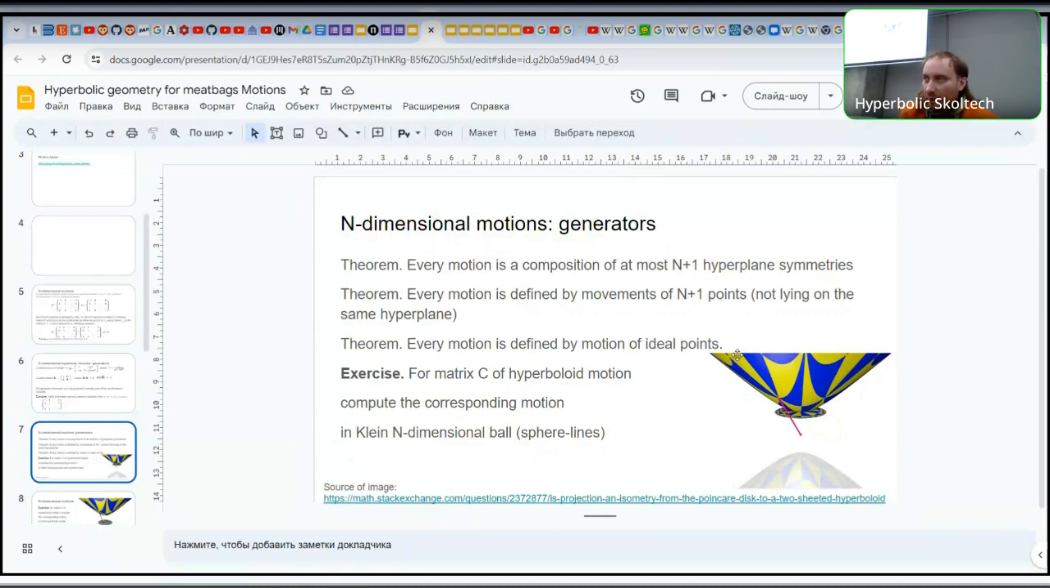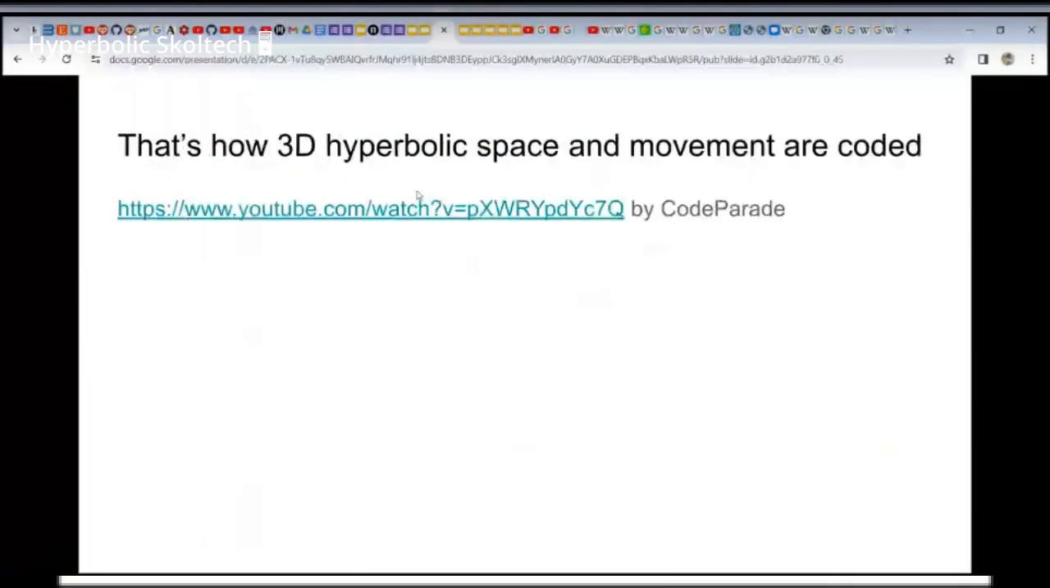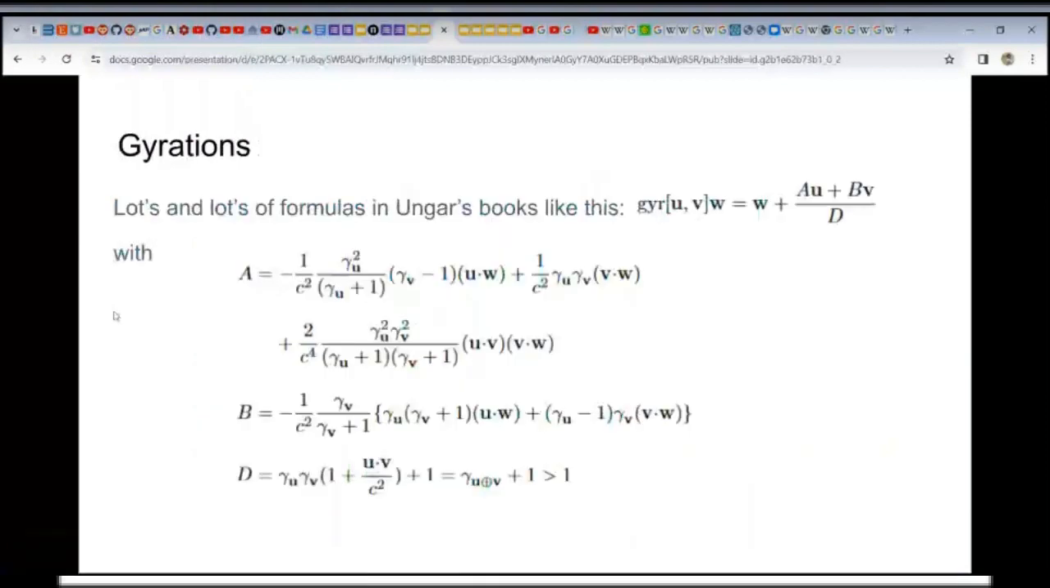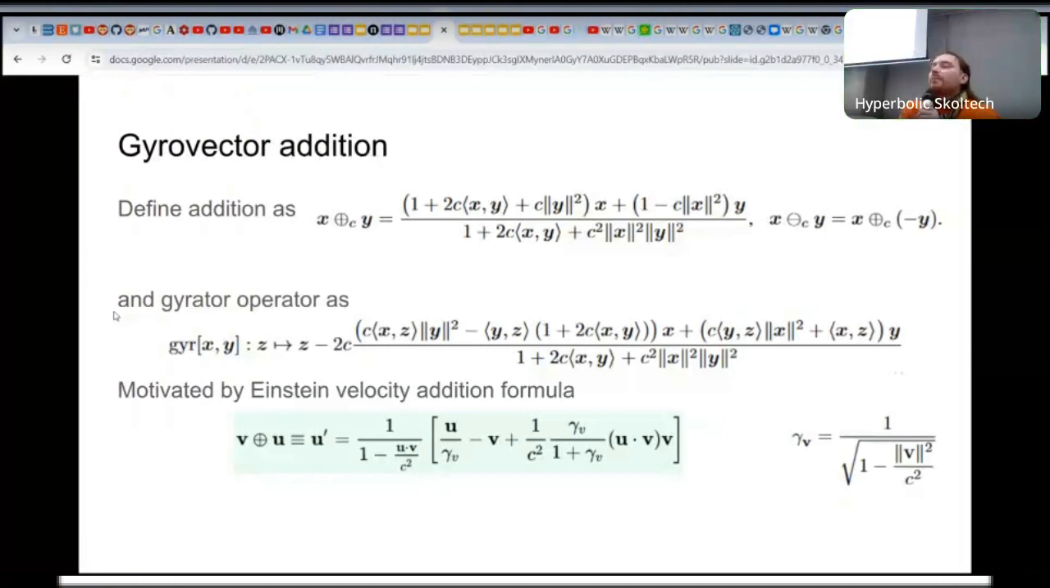So how can I get to the group of motions? Actually, gyration operators are motions in this way. Yes, gyration is a motion. Miraculously.